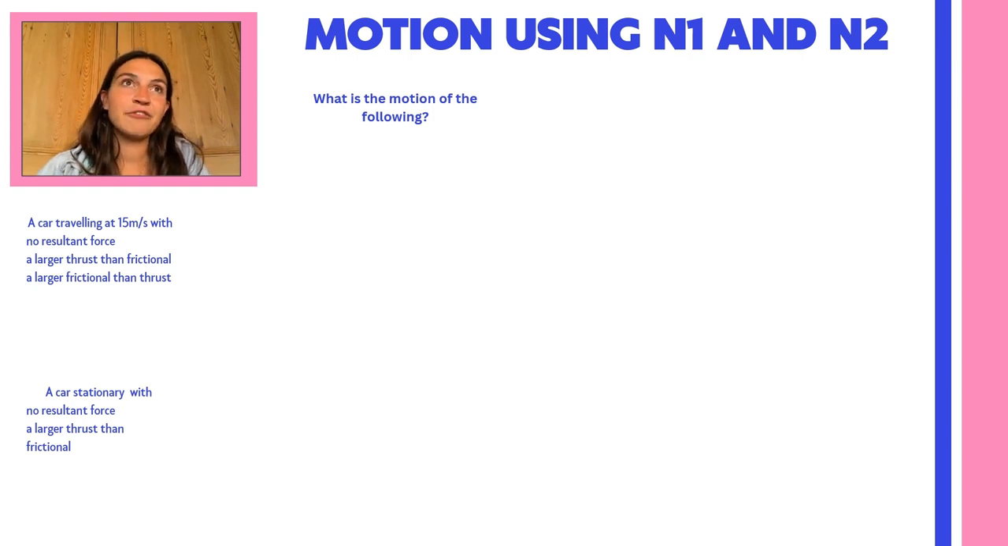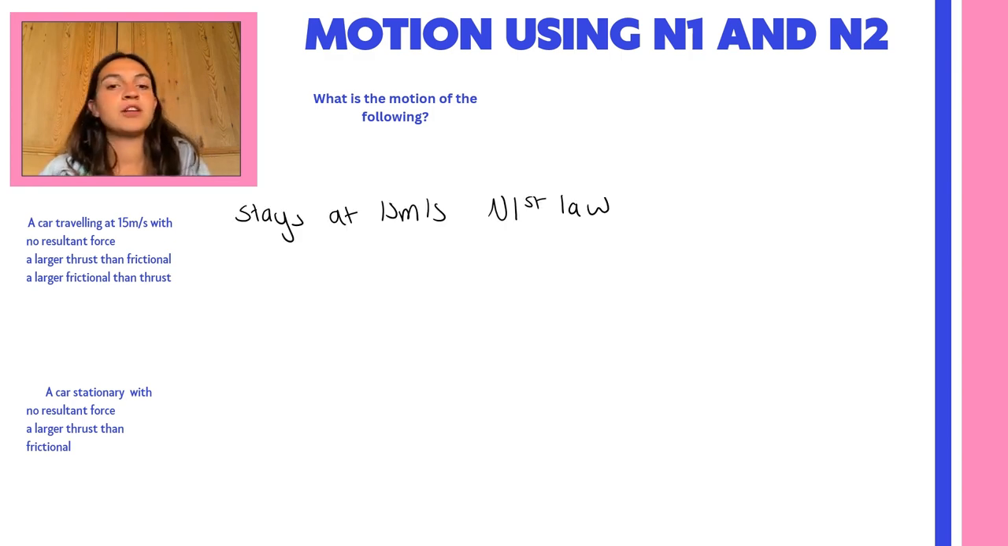Okay, now we're going to answer a few more conceptual, explain-y questions about Newton's first and second law. So let's have a little look. We have a car travelling at 15 meters per second, and we're asked what is going to happen to the motion of that car if the following things happen. So the first is if there are no resultant forces on that car. Since it is already travelling at 15 meters per second, by Newton's first law, it will stay at 15 meters per second.